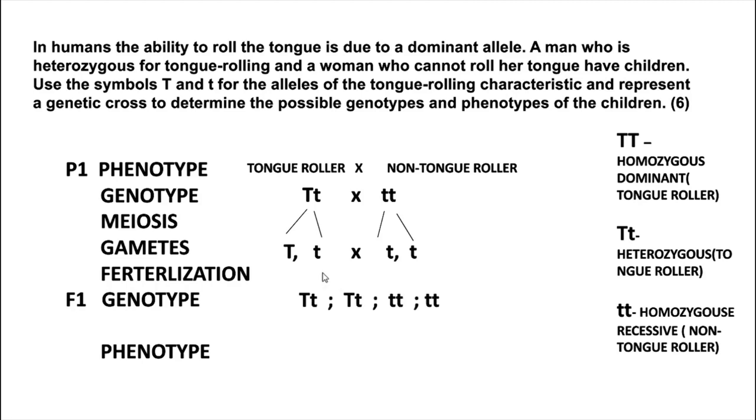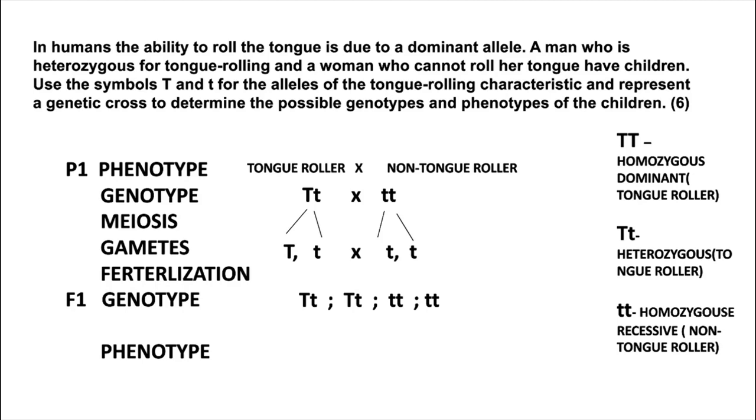For genotype, what you do, you're going to take the first big T for the tongue roller and the first t for the non-tongue roller, you put them together. And then you take the big T for the tongue roller and the last small t for the non-tongue roller, you put them together. And then the other one, you take the second small t for the tongue roller and the first t of the non-tongue roller, you put them together. And you take the small t for the tongue roller and the last t for the non-tongue roller and you put them together.